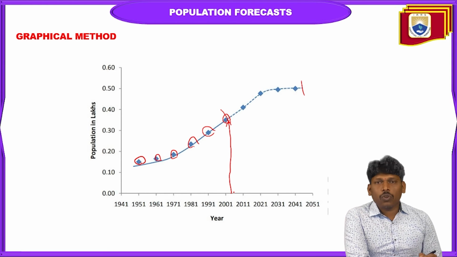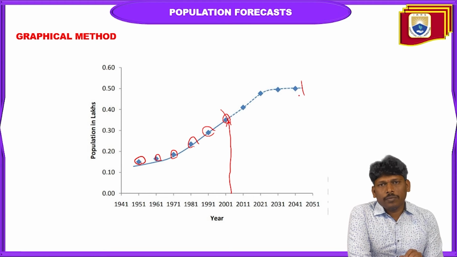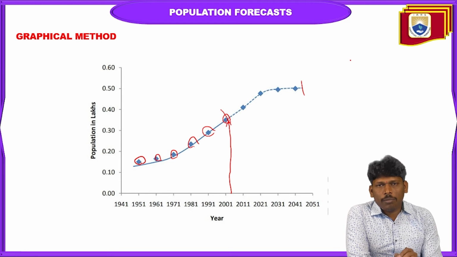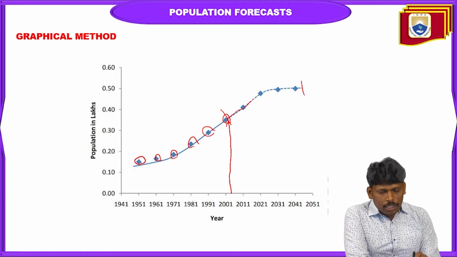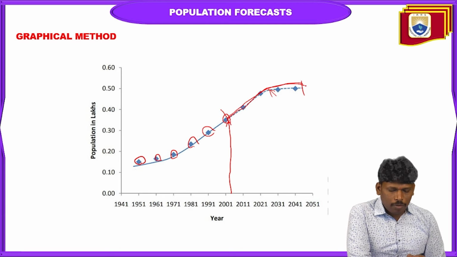Nearly after 2001, this population got estimated using the graphical method. So we didn't follow any previous method like the arithmetical increase method, geometrical increase method, or incremental increase method. Only the known values are there, and we simply extended this curve like this. One may extend like this, one may go with this dotted line, one may estimate like this. So there will be an obvious difference between them.